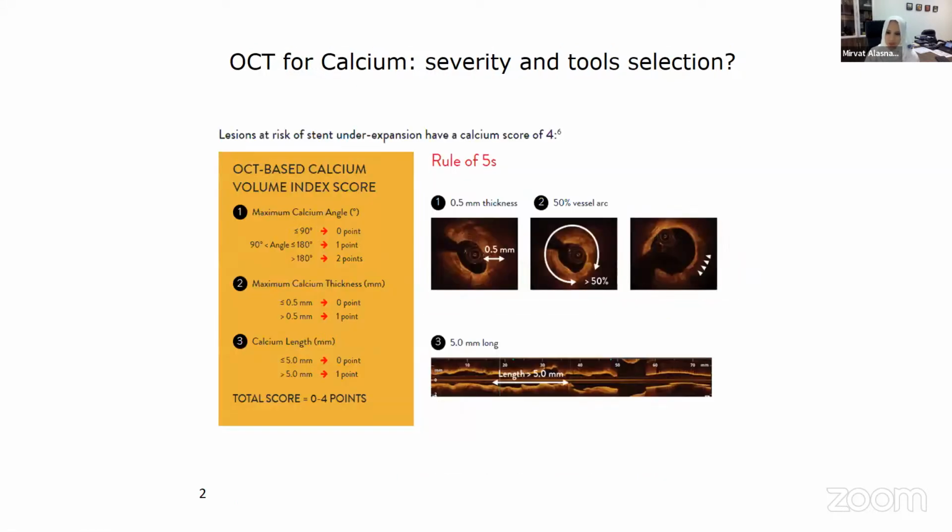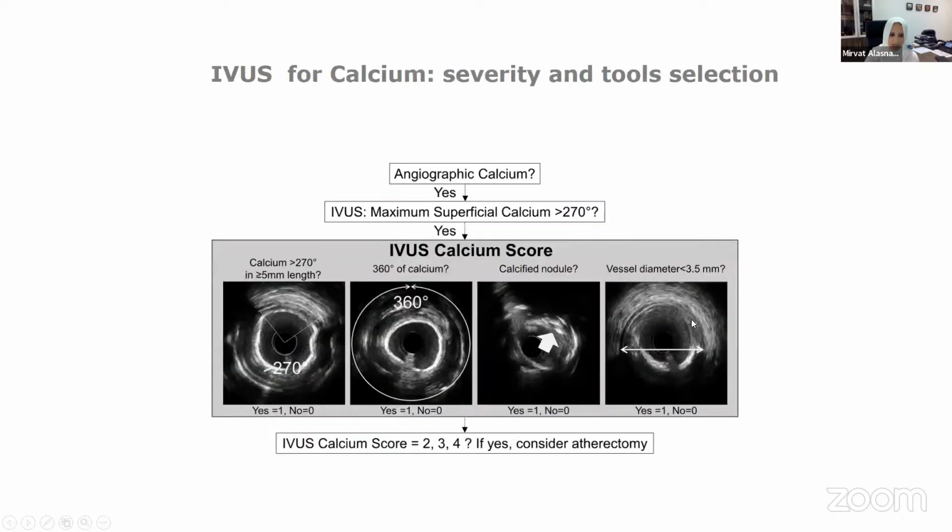And then there's this rule of 5. So you want to look at the thickness, that it's more than 5 millimeters. The arc of the vessel is more than 50%. And then the length, that it's more than 5. So that's what we usually use. And there are different scoring systems and so on. You want to see which scoring system you're comfortable with. And I think the rule of 5 is just easier for me to remember. So it just becomes a lot more practical.